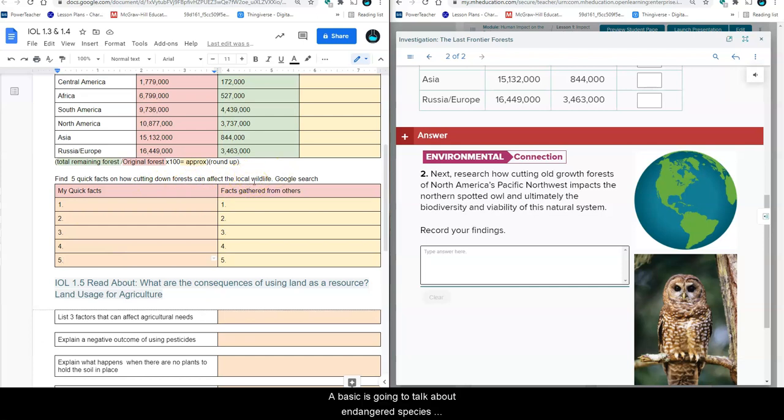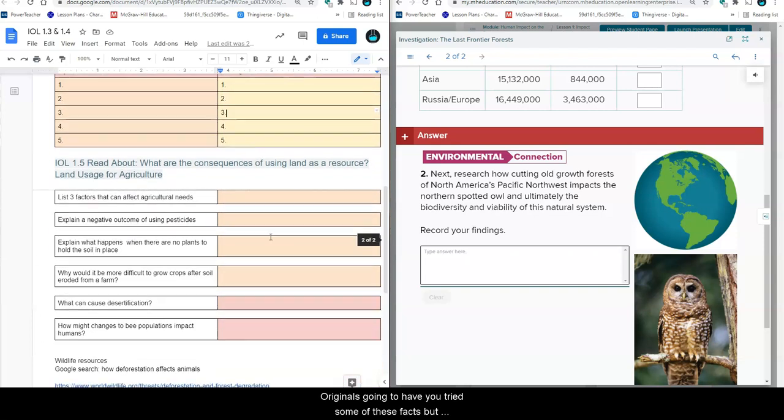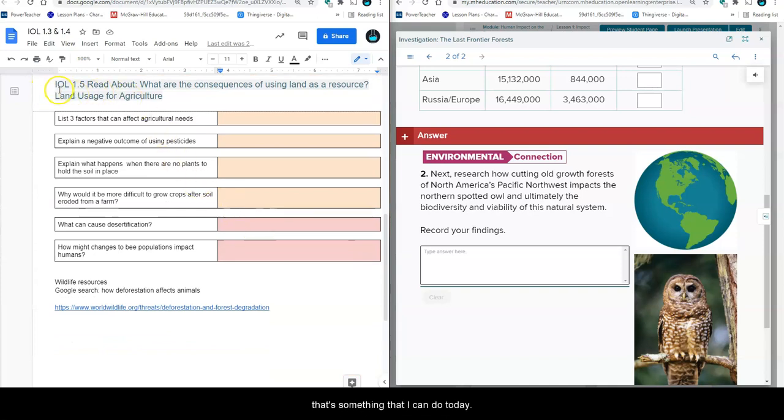Basically, it's going to talk about endangered species. Originally, I was going to have you trade some of these facts, but that's something that we're not going to be doing today.